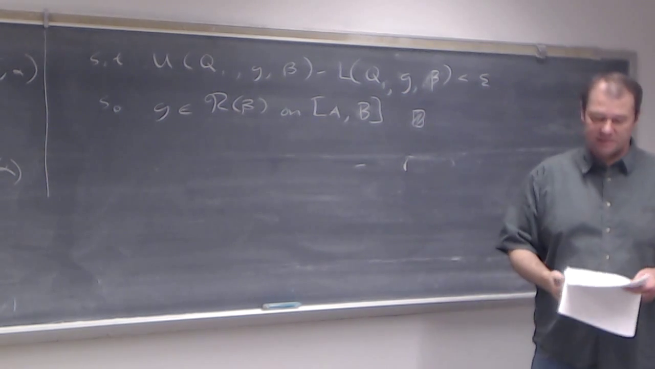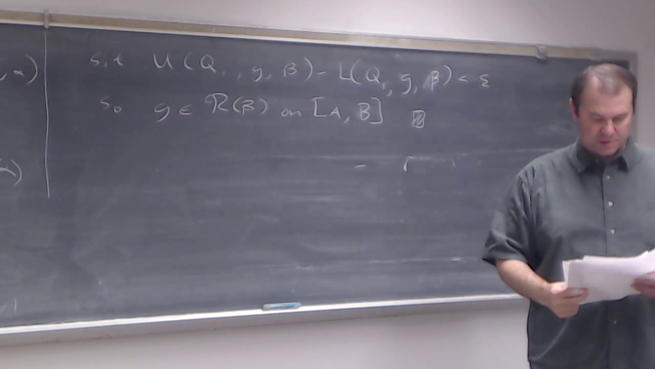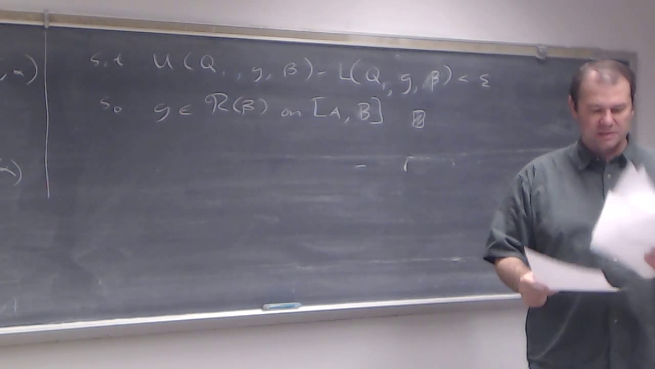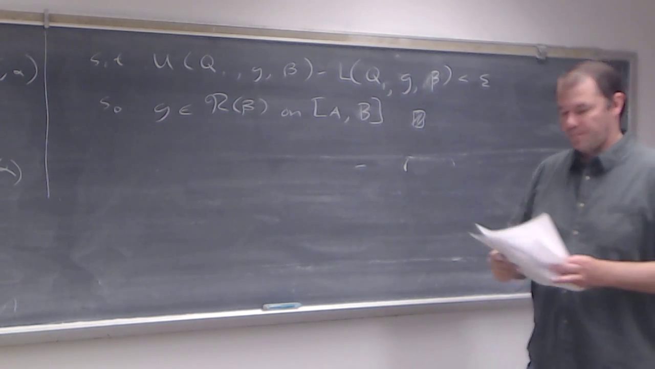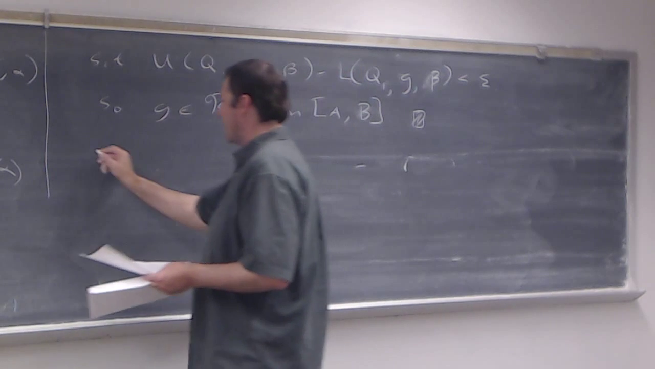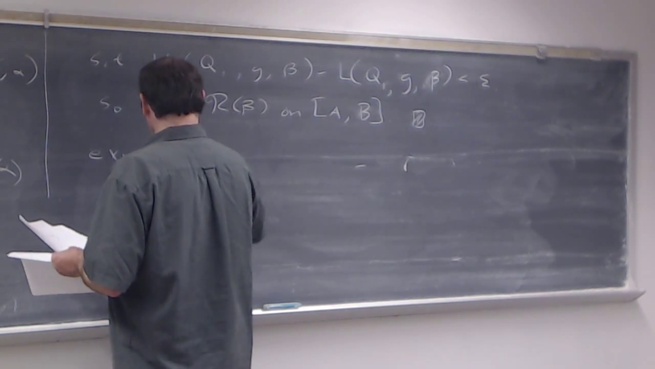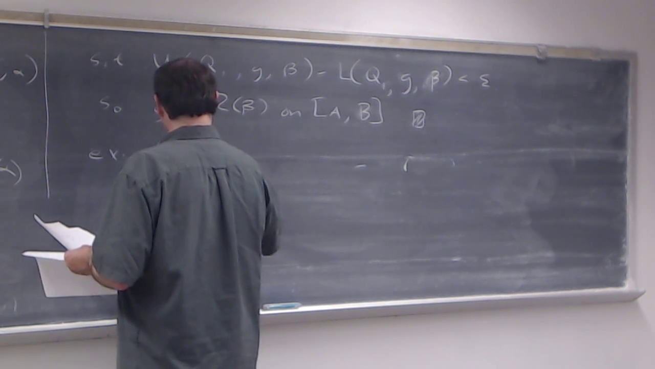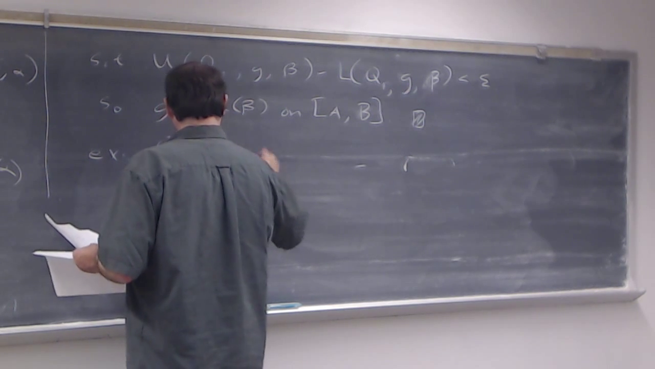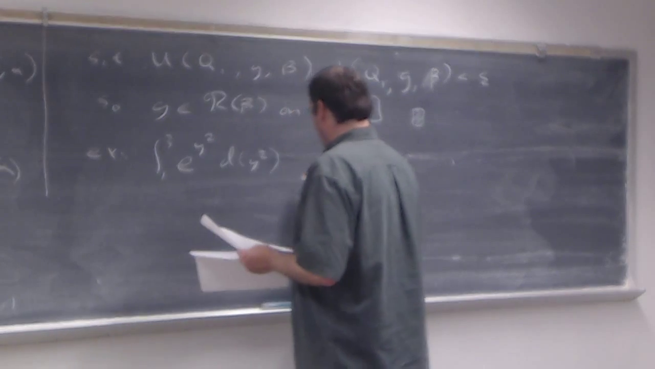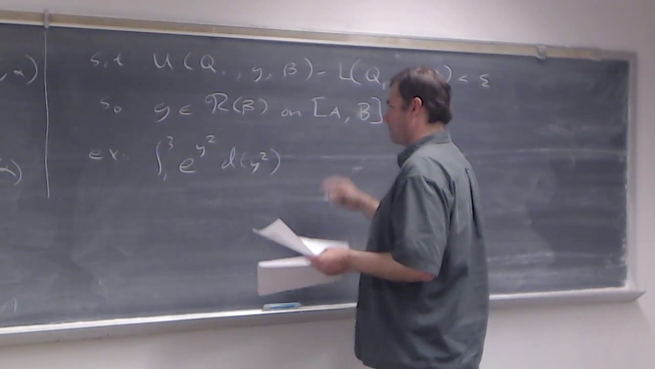I've mentioned that this is a general form of u-substitution. What I want to do next is do an example. So if we look at the integral from 1 to 3 of e to the y squared d of y squared, and here's what I'm thinking. So this is our problem.